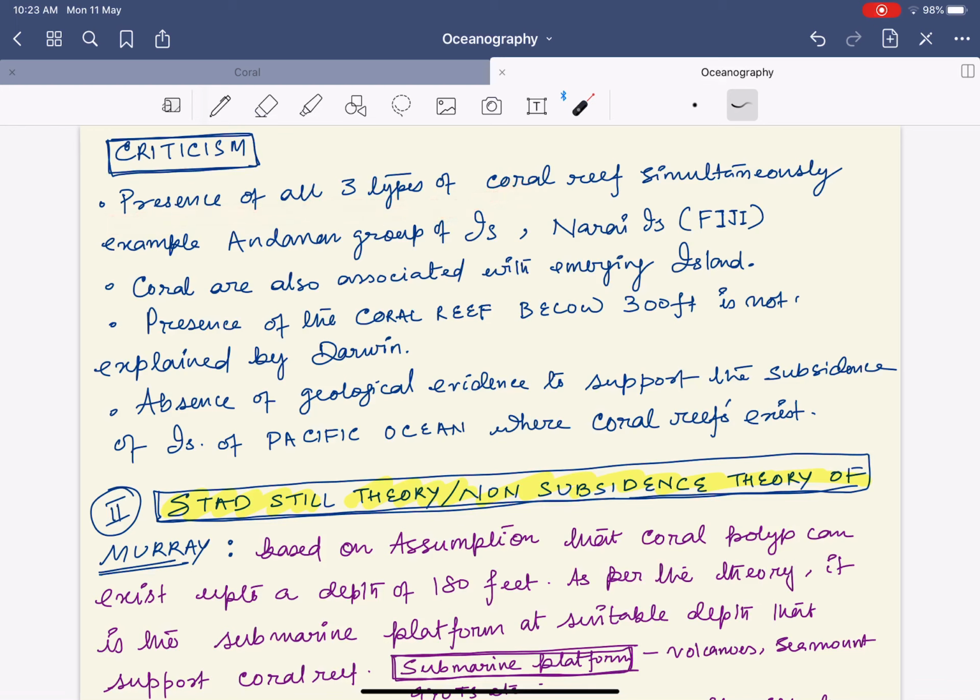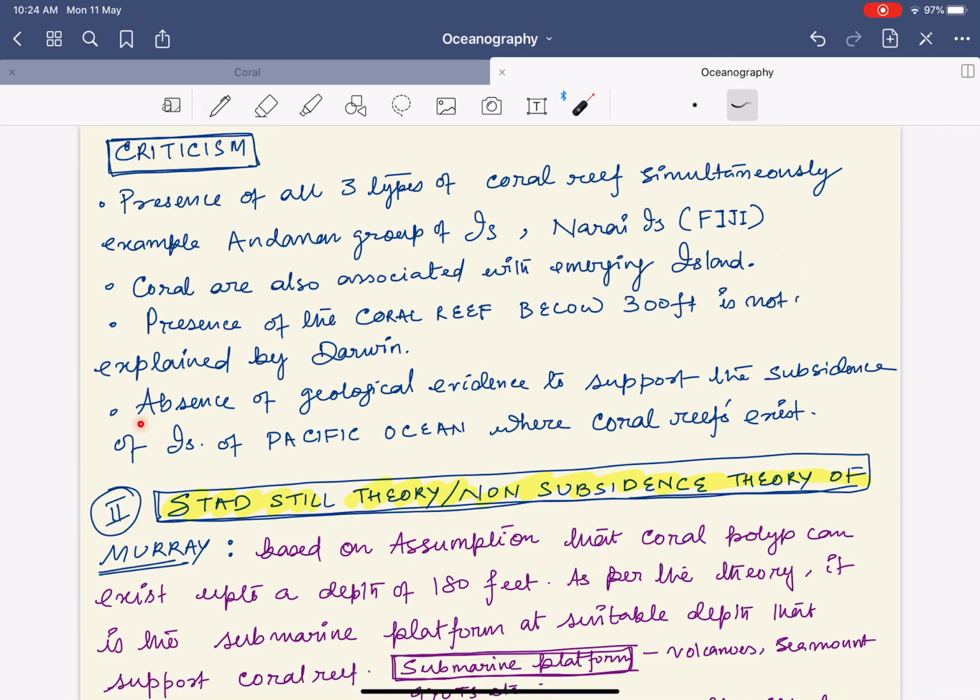Next, the presence of the coral reef below 300 feet was also something Darwin was not able to explain. Again, corals are also associated with the emerging island. What did Darwin say? Darwin says that there is an island which continuously started subsiding, and that resulted in the formation of coral reefs, fringing reefs, and whatever. But it also says that corals are also formed with the emerging island. Now, this is the context that we need to understand, which Darwin failed to explain.